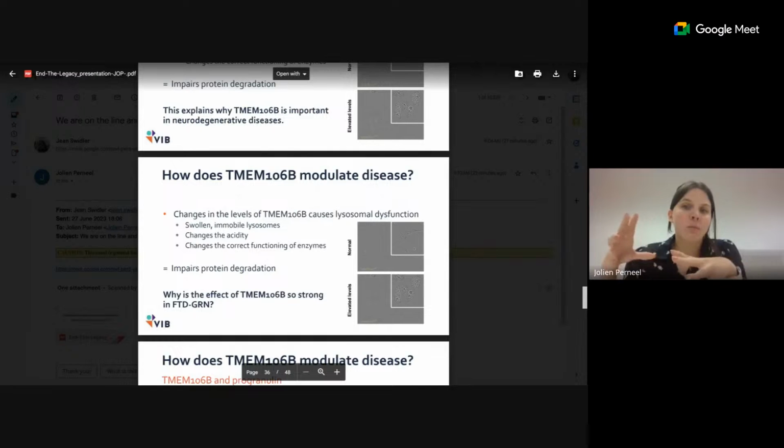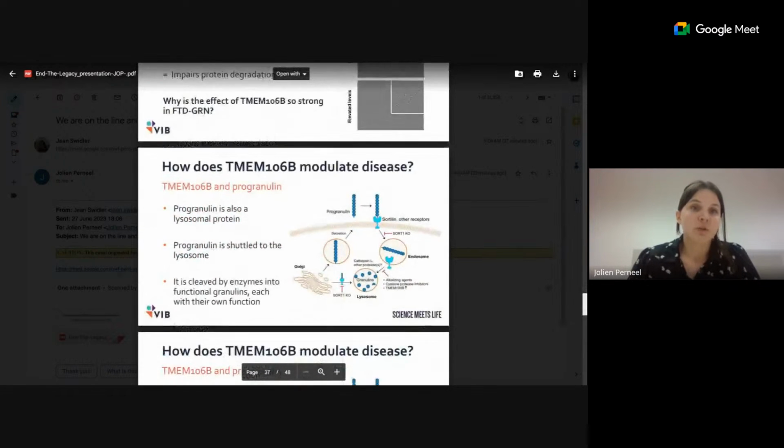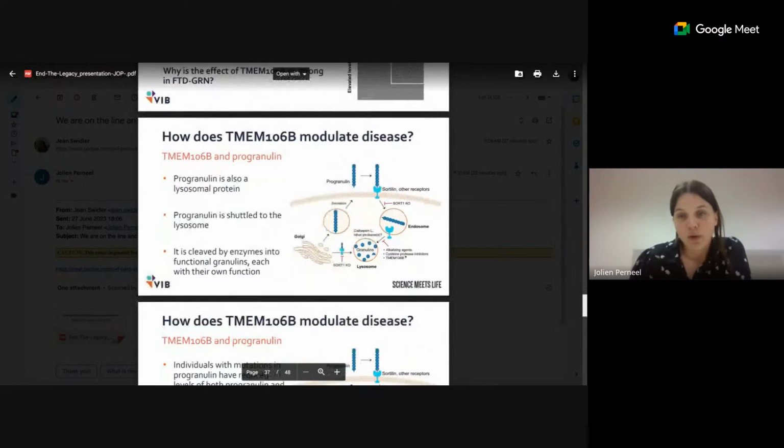So, but how come TMEM106B is such a strong modifier in progranulin carriers, way stronger than in other diseases? This is likely explained by the fact that progranulin is actually also a lysosomal protein, which you can now see on the slide. So progranulin is shuttled to the lysosome, where it is cleaved by enzymes into these functional little granulins, and each has its own function. And individuals with mutations in progranulin have reduced levels of both progranulin and the granulins.